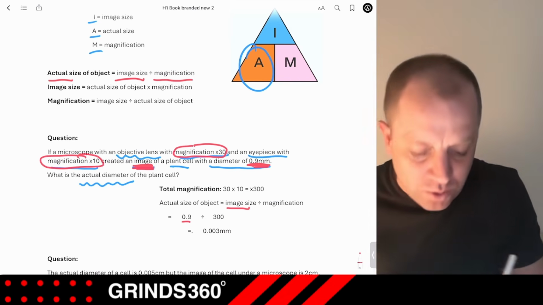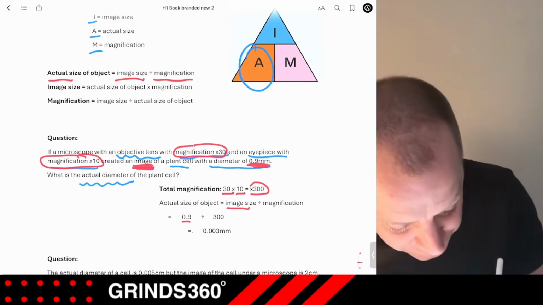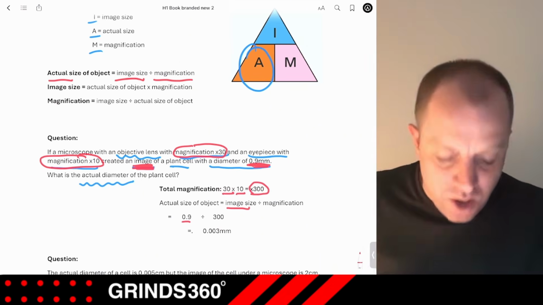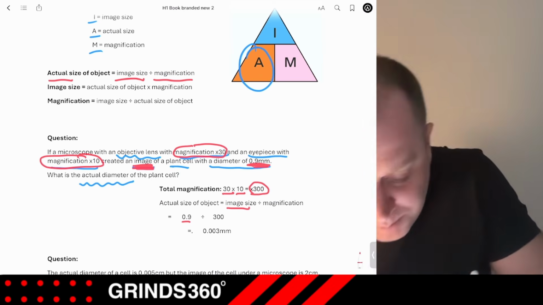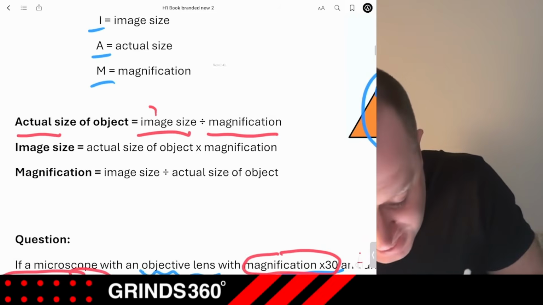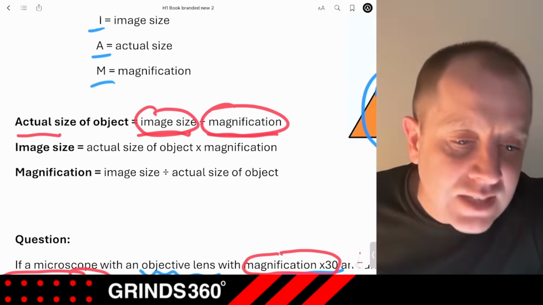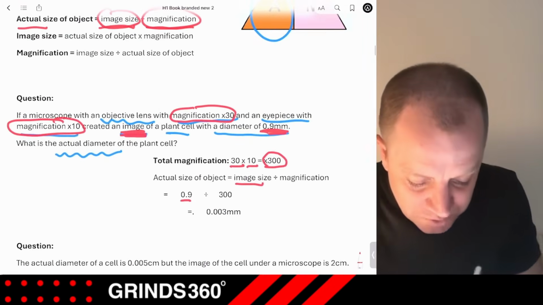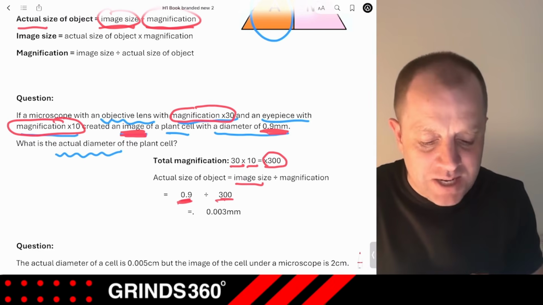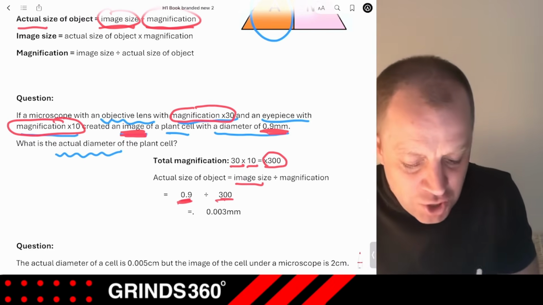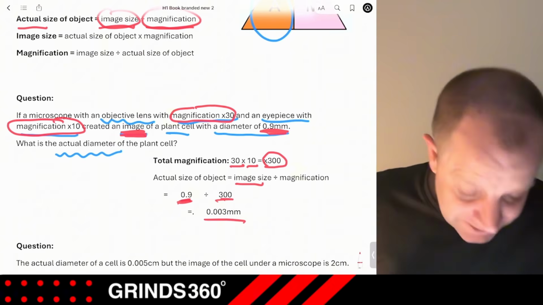So how do I get total magnification? 10 multiplied by 30, which is 300. So what do I use that number for? Remember we said, let me just go back up here. Look here. You divide the image by the magnification. So image size divided by magnification. The image was 0.9 and the magnification was 300. So 0.9 divided by 300, you get 0.003. Okay? And that's the answer.